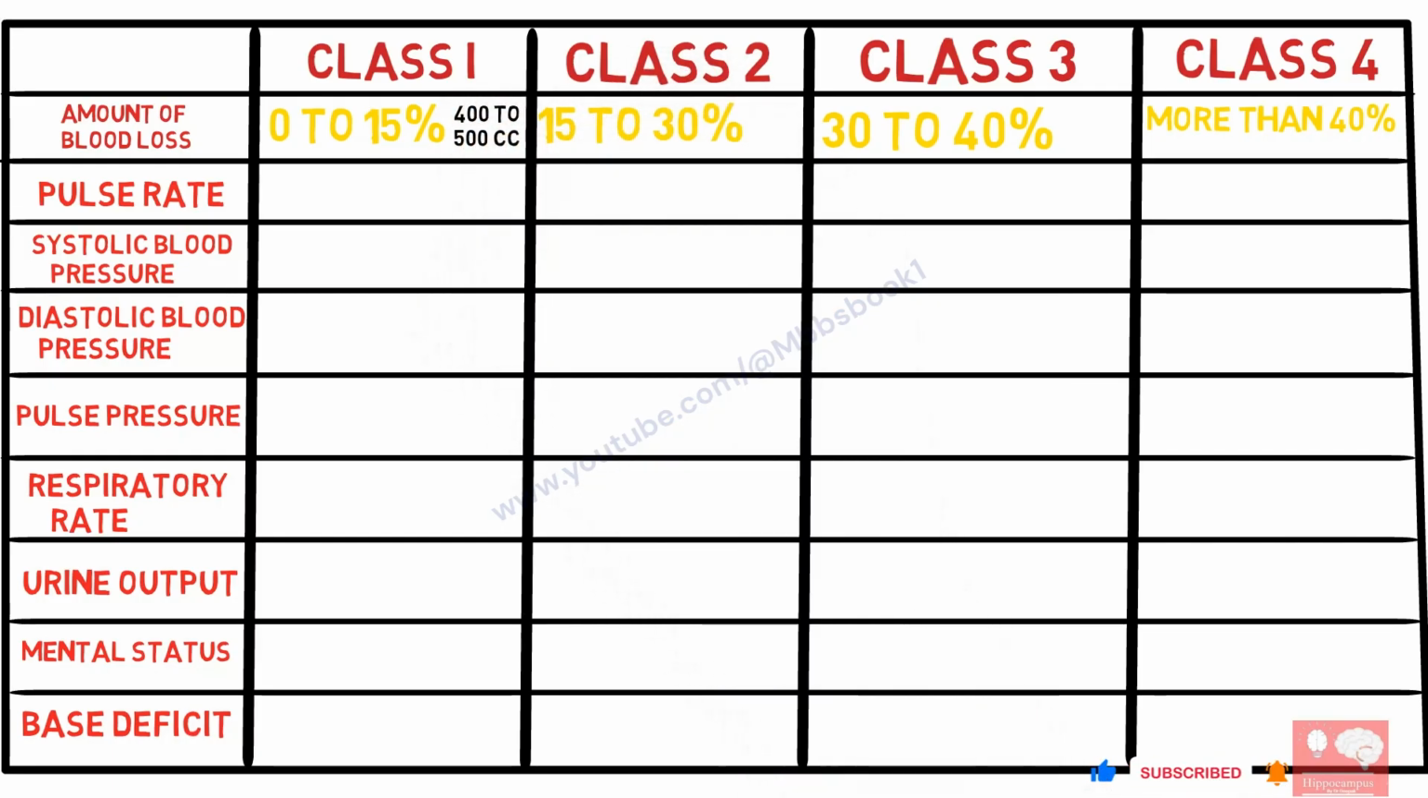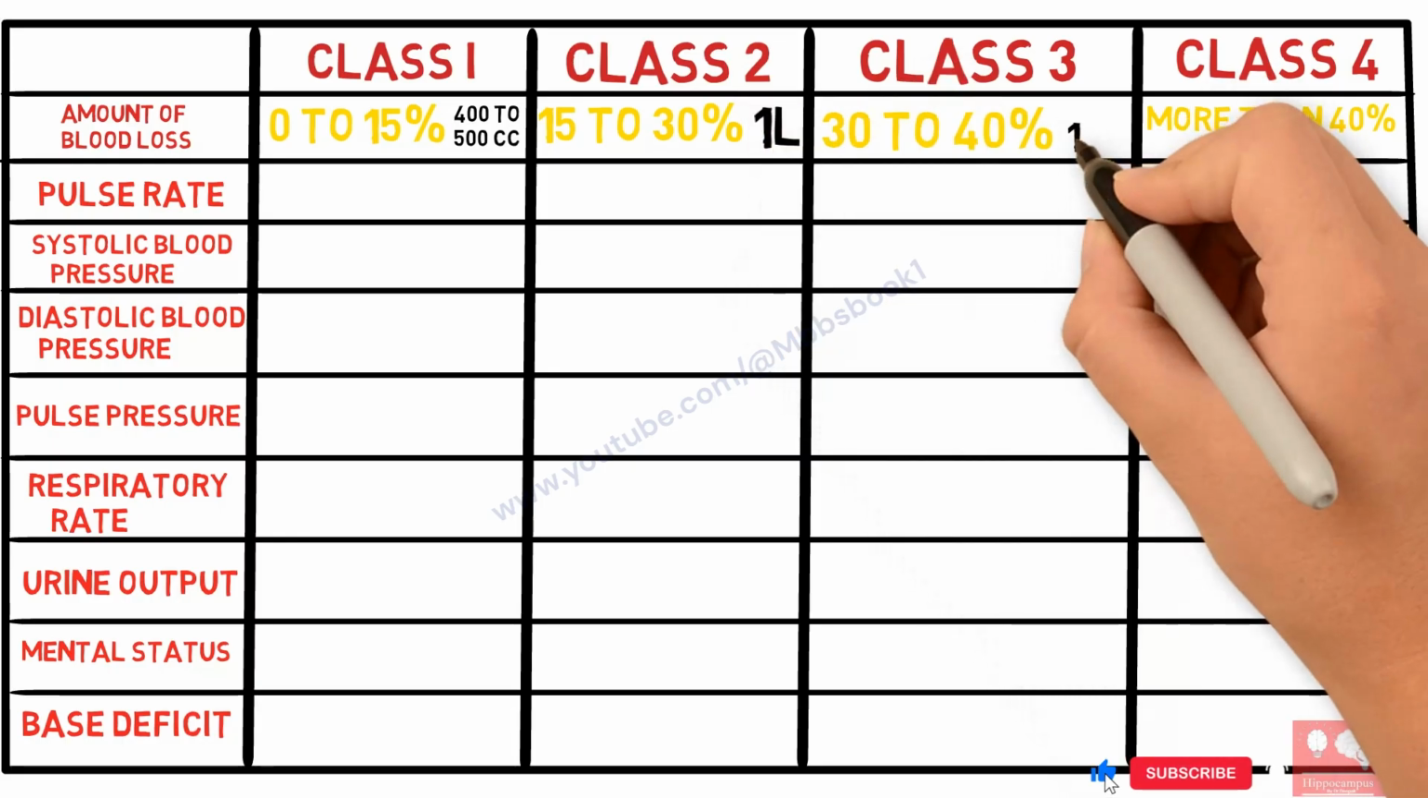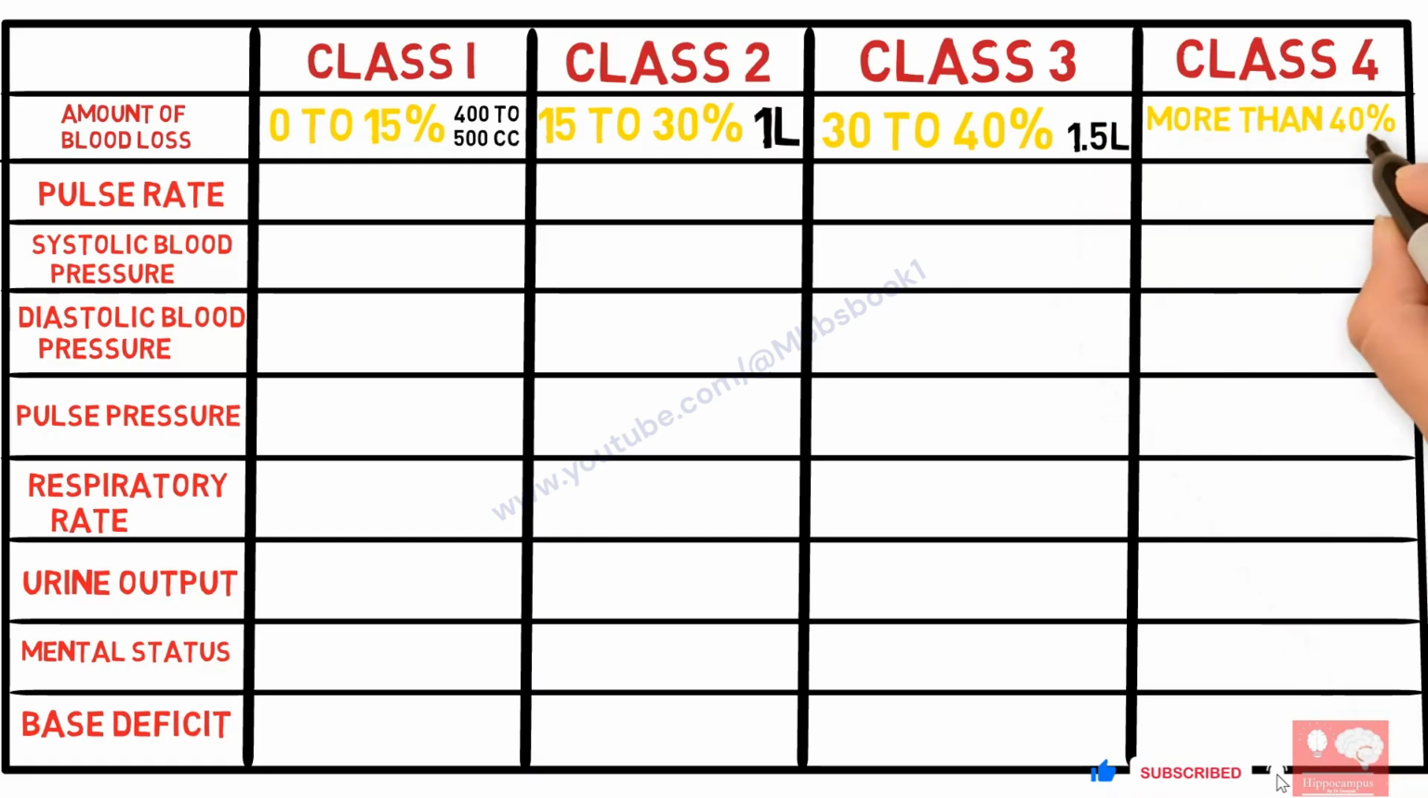Again, the amount of blood loss is approximately 400 to 500 cc lost in class 1, and you just keep on adding 500 to each class. So this is going to be 1 liter in class 2, 1.5 liter in class 3, and 2 or more than 2 liter in class 4, right?